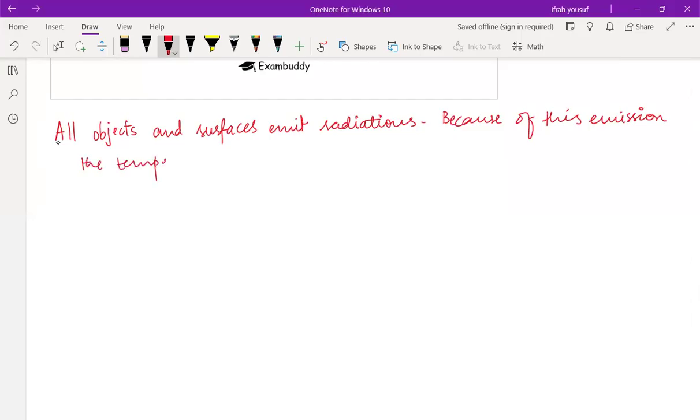What do you think is going to happen? Temperature of the object is going to fall or rise? Yes. The temperature will rise. Emission only. Emission means that the energy is going to be lost, right? So the temperature of the object falls. Okay.